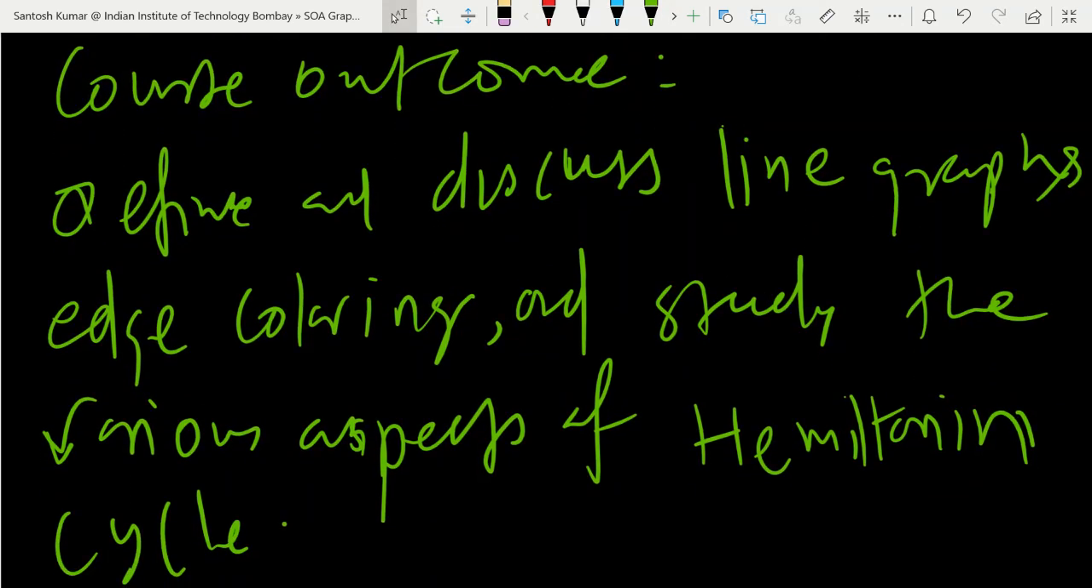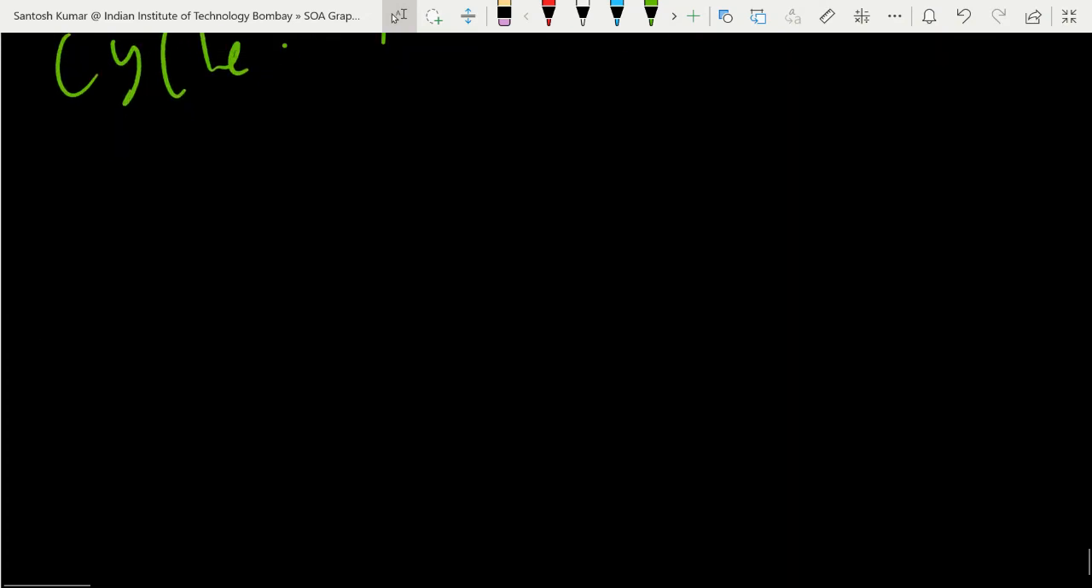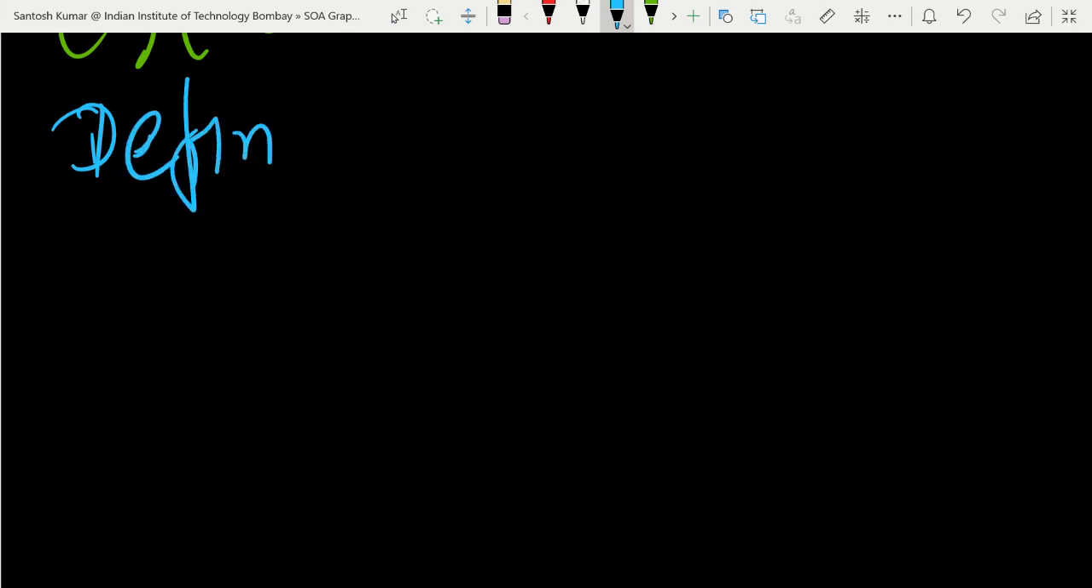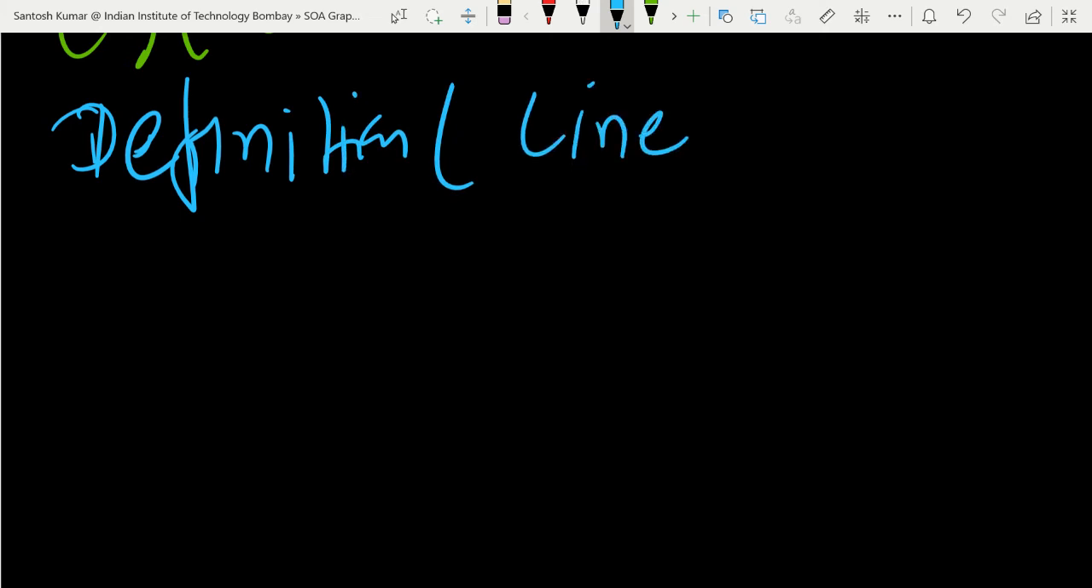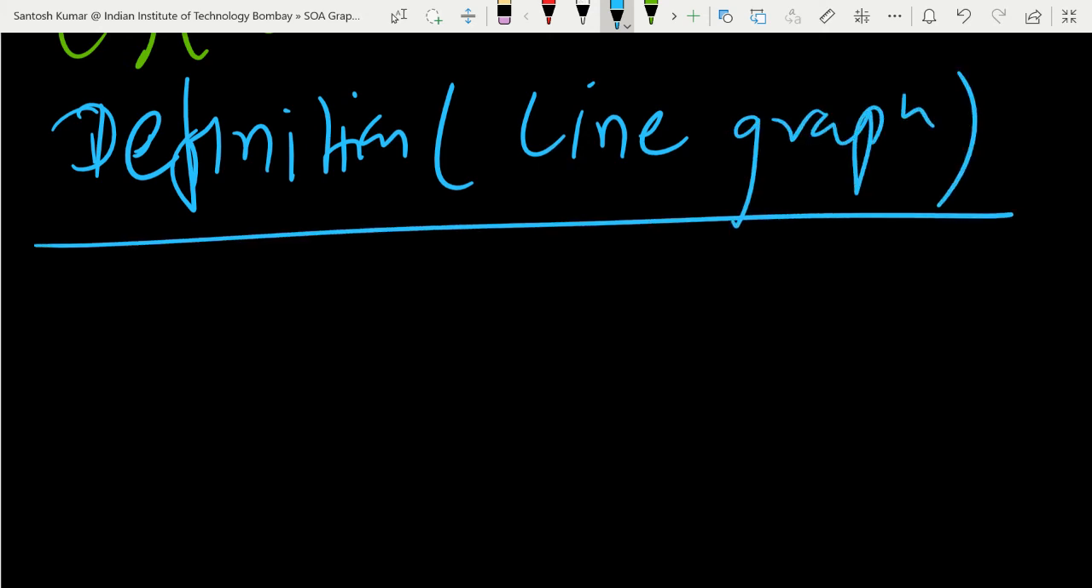First I will start with the line graph. So what is a line graph? First, the definition. A line graph is a simple graph whose vertices are the edges of G. Like you have seen the dual graph, similar to that, you can find a line graph corresponding to a graph.